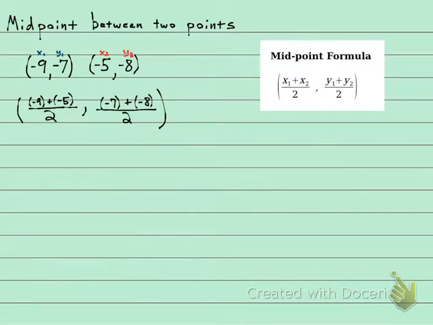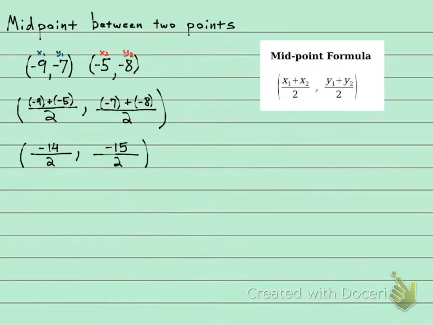All right, on the left, -9 plus -5. You might need your calculator for that, that's fine. That's -14 divided by 2. And then on the right, -7 plus -8. That's going to give you -15 over 2.